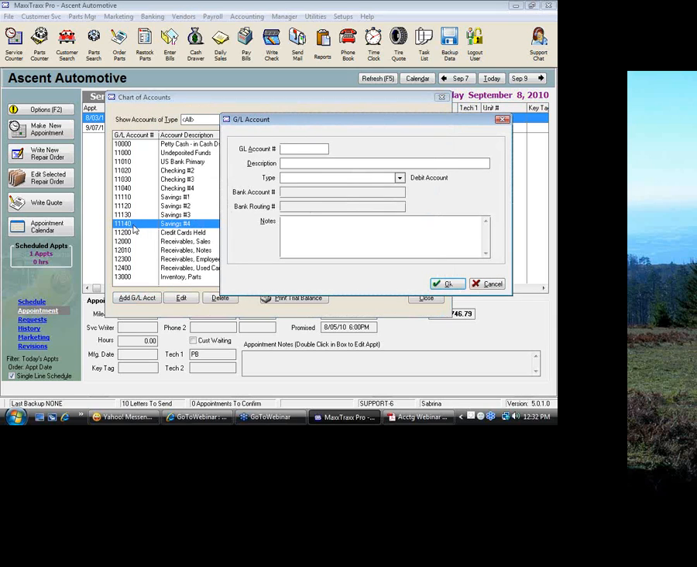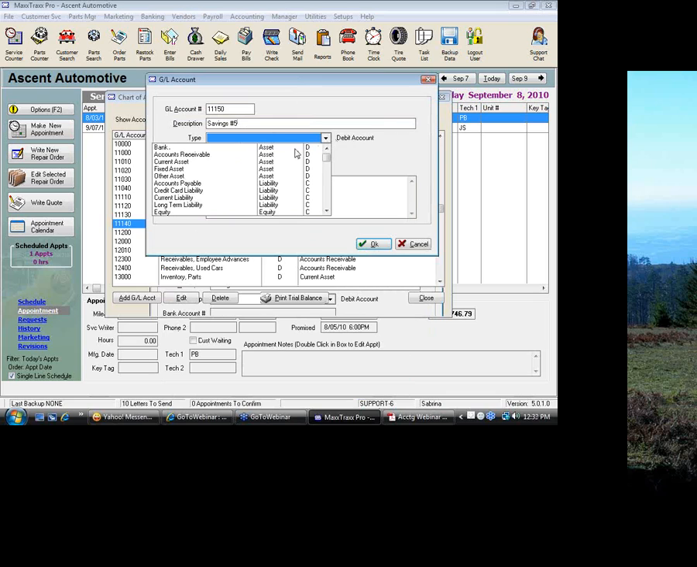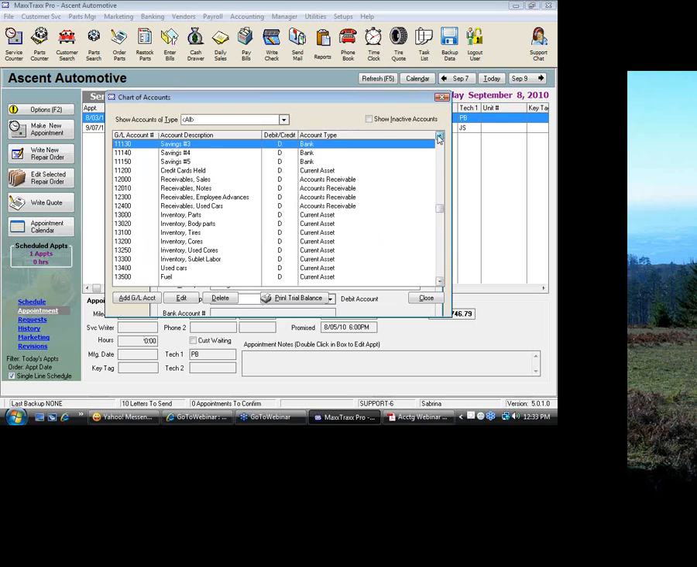So let me move this over here. I would recommend you stay in a similar order or similar pattern of your numbering. So let's call it 11150. And this is going to be savings number 5 as my description. And the type, if you're not sure about the type, and I'll be honest, to this day I still look and see, well, what was it before? What's a similar account look like? And this one actually has an account type of bank. So we would just click on type and find bank in the list and select it. And that way we now have another general ledger account.